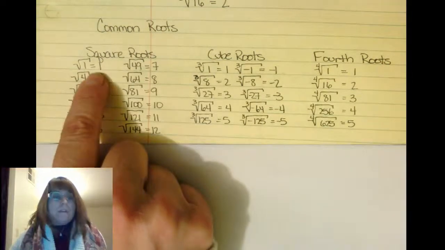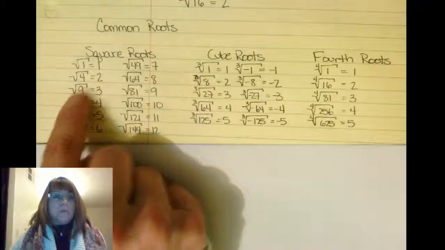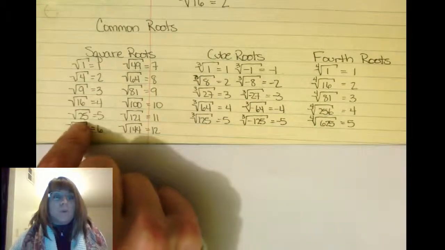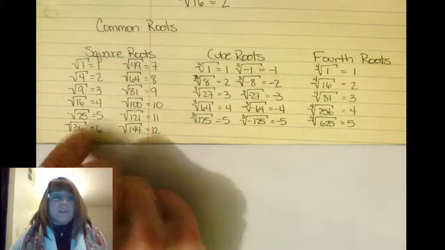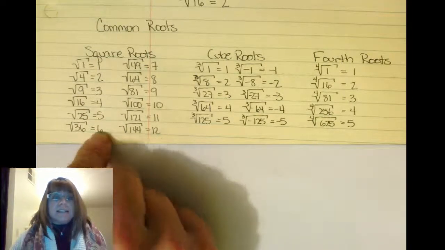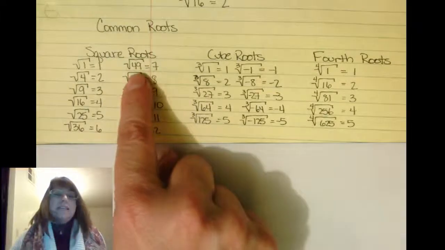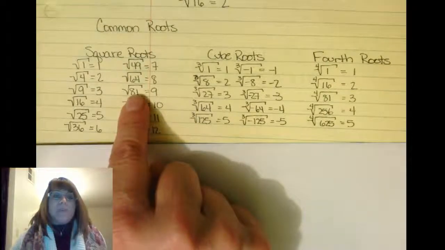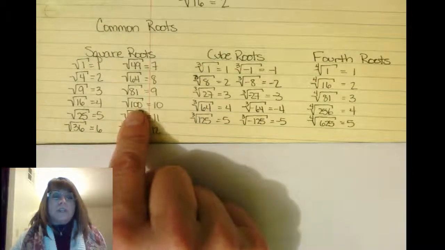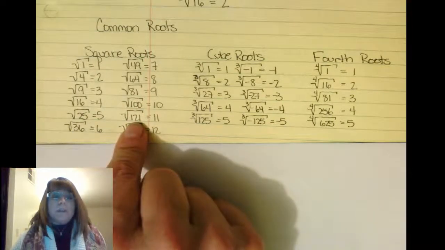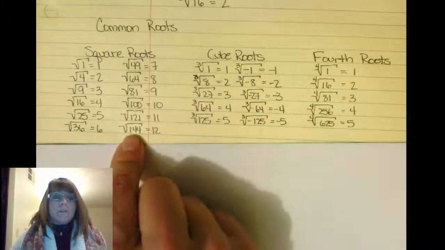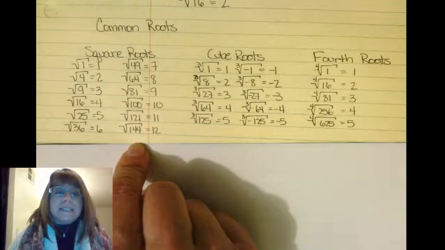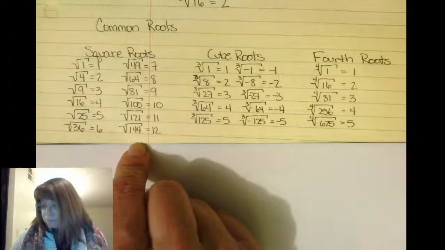Square root of 1 is 1. Square root of 4 is 2. Square root of 9 is 3. Square root of 16 is 4. Square root of 25 is 5. Square root of 36 is 6. Square root of 49 is 7. Square root of 64 is 8. Square root of 81 is 9. Square root of 100 is 10. Square root of 121 is 11. Square root of 144 is 12. And you could also throw in the square root of 169 is 13.